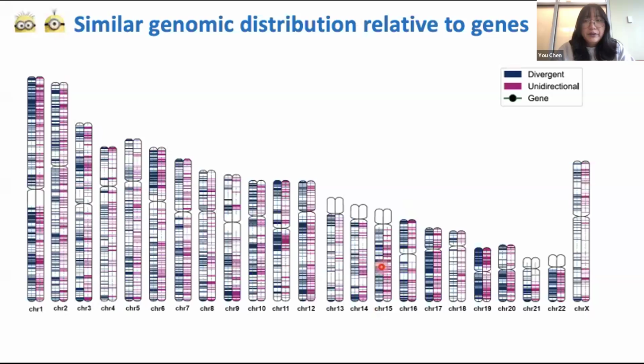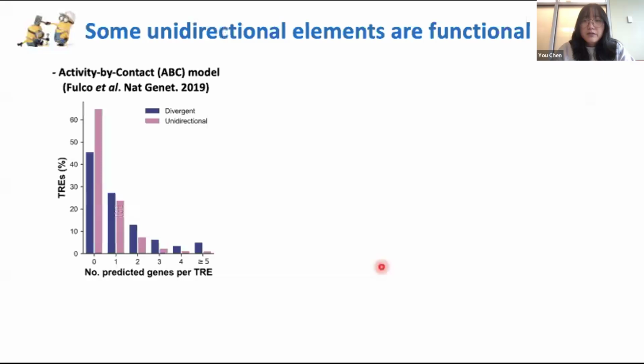First, we found that unidirectional elements have similar genomic distributions as their divergent counterparts, indicating that they may also play a role in gene regulation. To further evaluate the regulatory potential of these unidirectional elements, we predicted target genes using the ABC model based on element activity and 3D contact frequency.